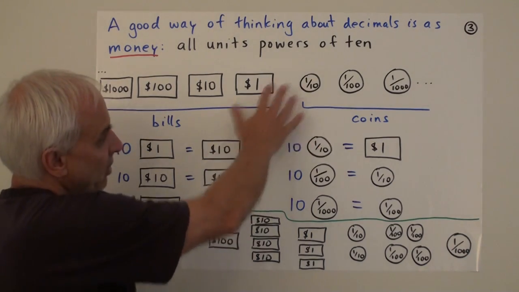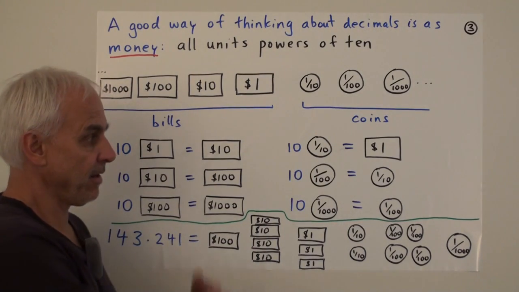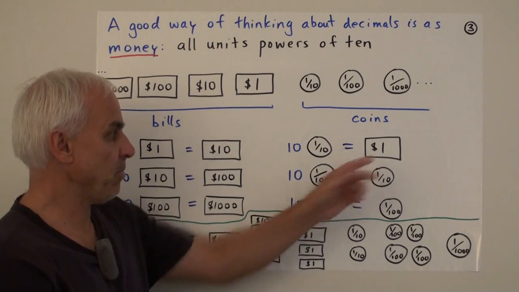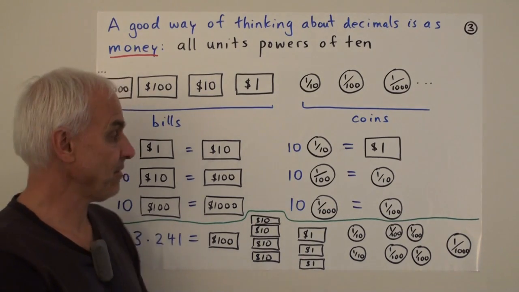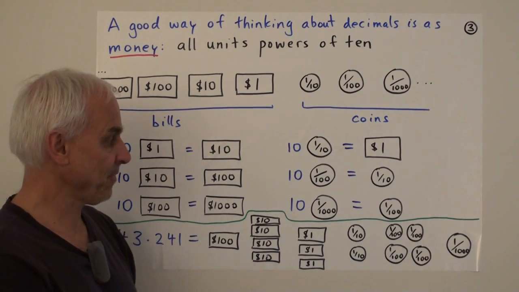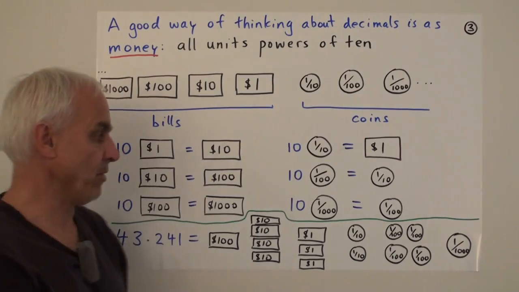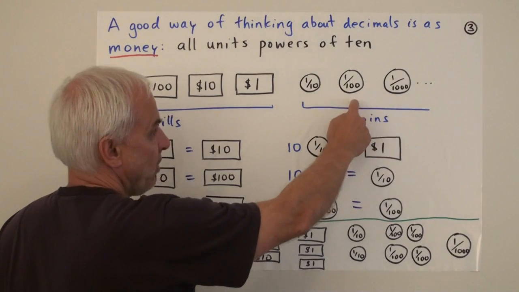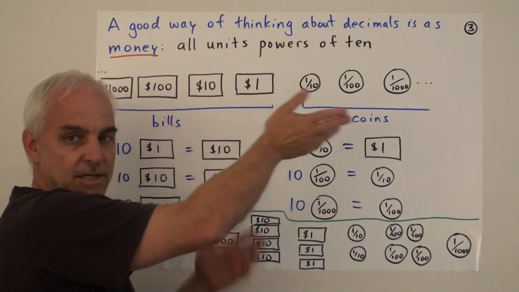And the same thing happens over here with the coins. 10 1/10 coins is the same as a dollar. So 10 10-cent pieces would be the same as a dollar. 10 1-cent pieces, or 10 1/100th coins, would be worth one of these ones. And 10 of these ones would be worth one of those. So it's the same pattern all the way around. 10 of these is one of these, and so on.